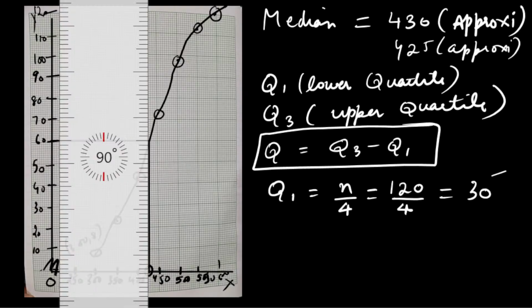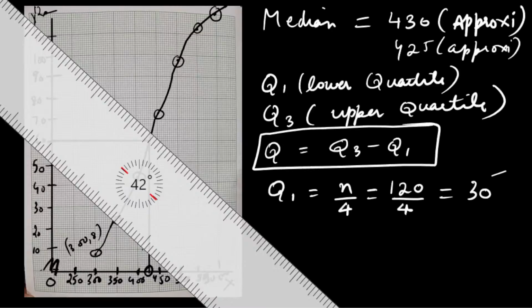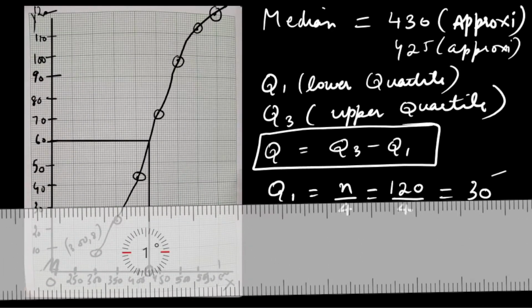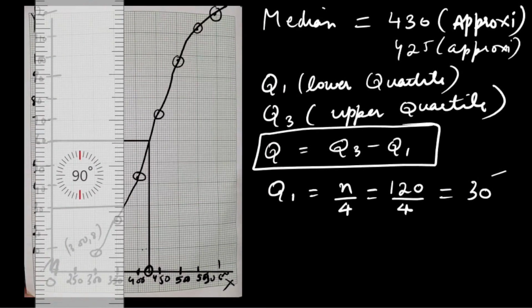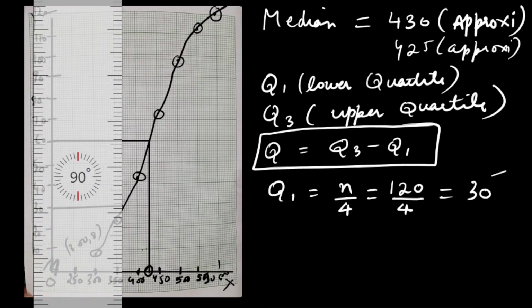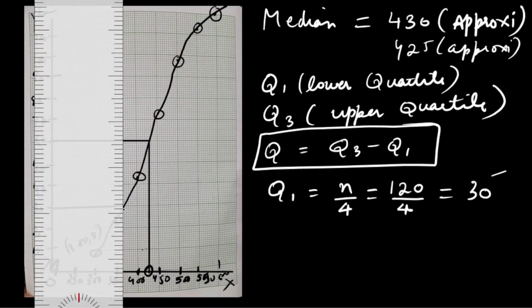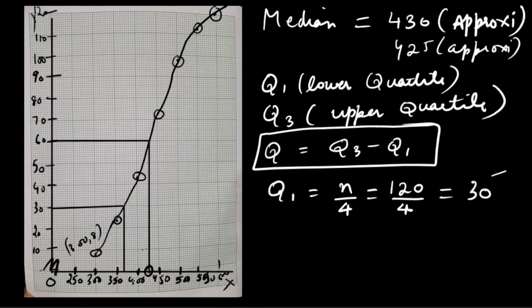Now 30 we will locate on y-axis and join 30 with our curve like this, the same way like we joined 60. At this point also, where this line is meeting the curve, at that point we will draw one vertical line which will meet the x-axis. So this is the point over here. So Q1.